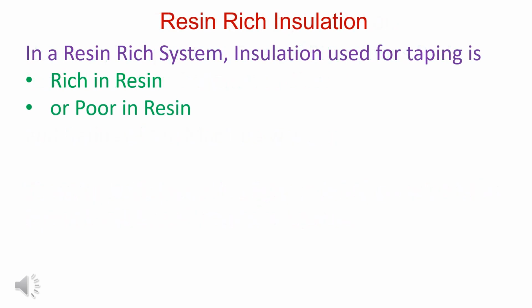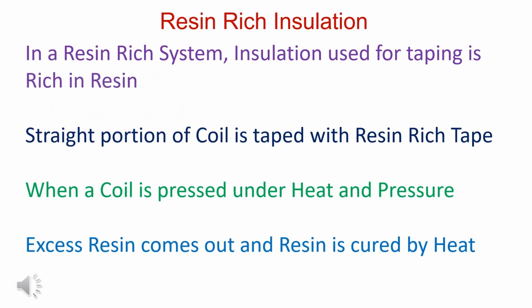What do you understand by resin-rich system? In this system, insulating tape used for taping is rich in resin. Straight portion of the coil is taped with resin-rich tape. When coil is pressed under heat and pressure, excess resin comes out and resin is cured by heat.